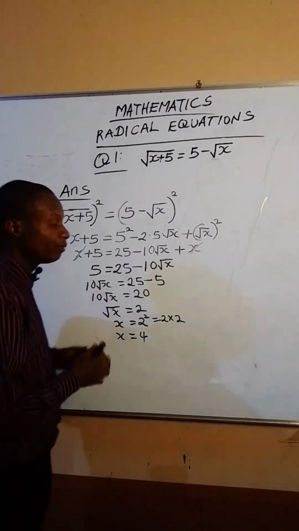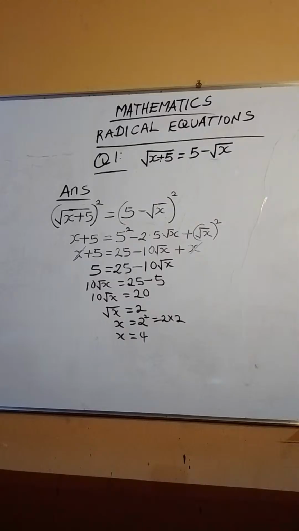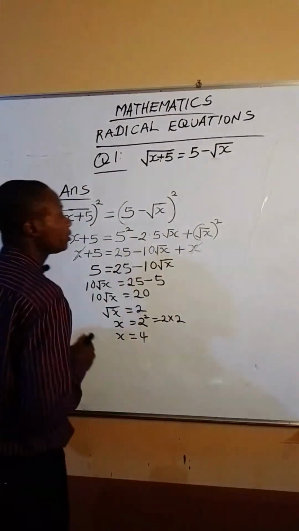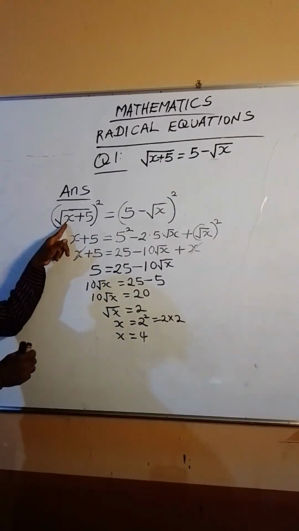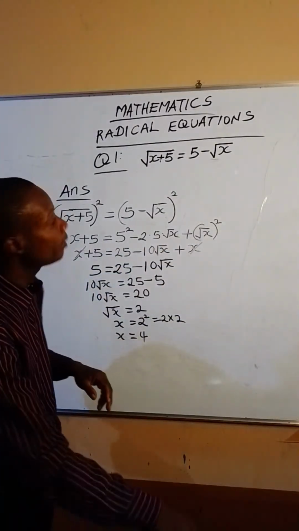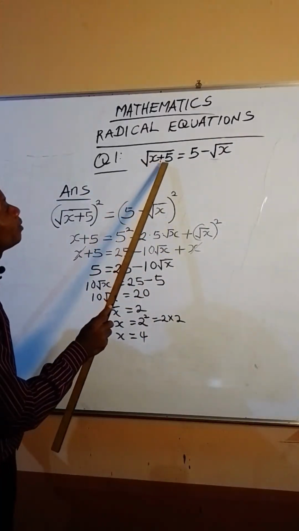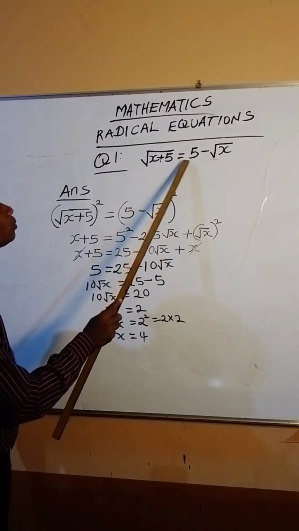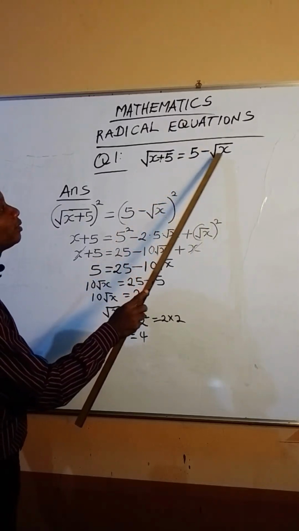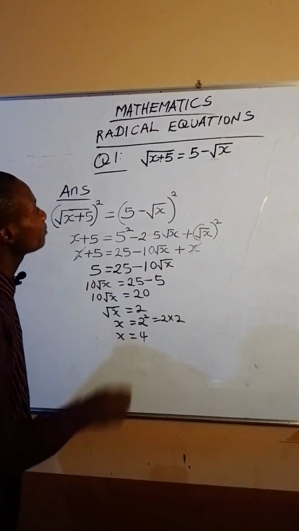All right? So before we proceed, we are still going to look at what we have done so far. Let's go back and re-explain what I have said so far. Here, we are given a radical, and the radical is the square root of x plus 5, and it is equal to 5 minus root x.